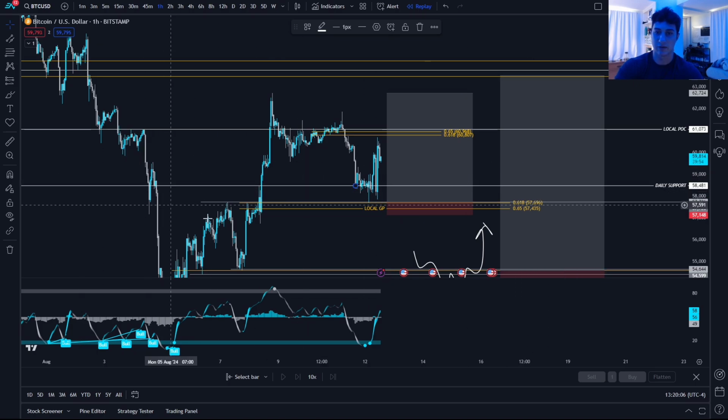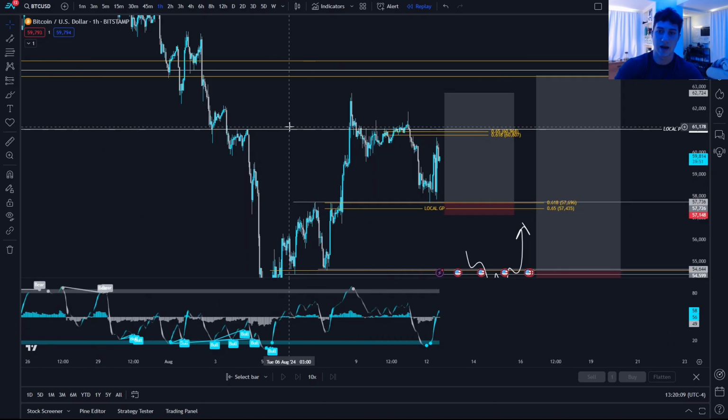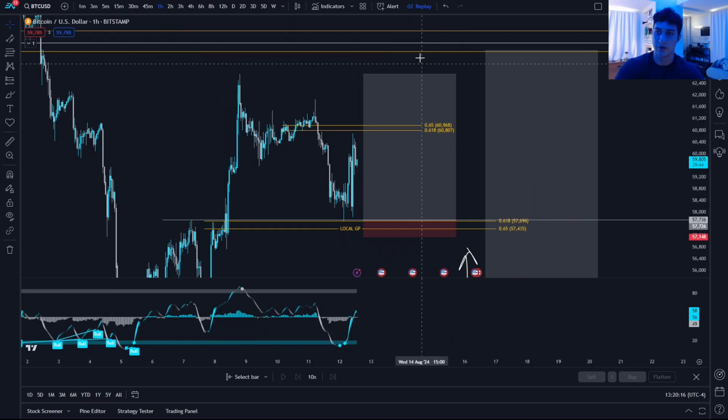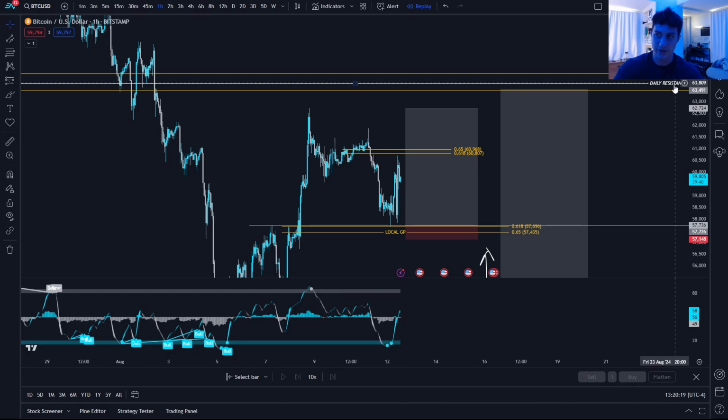I don't need the daily support here anymore. I understand that roughly this zone is going to be a daily support, and I don't need the point of control. Now that I see that we have a golden pocket confluence here, I just don't need the extra lines on my chart. The daily resistance I'll keep there.